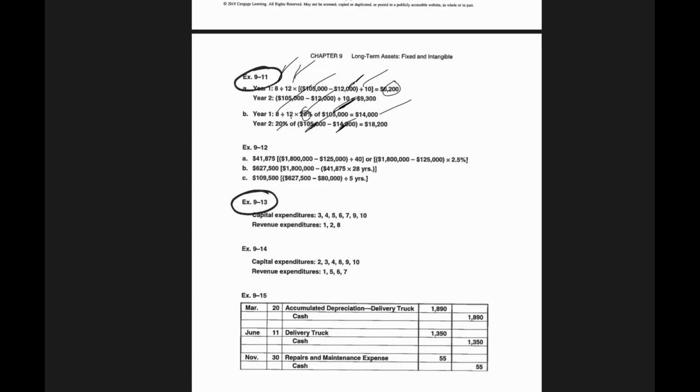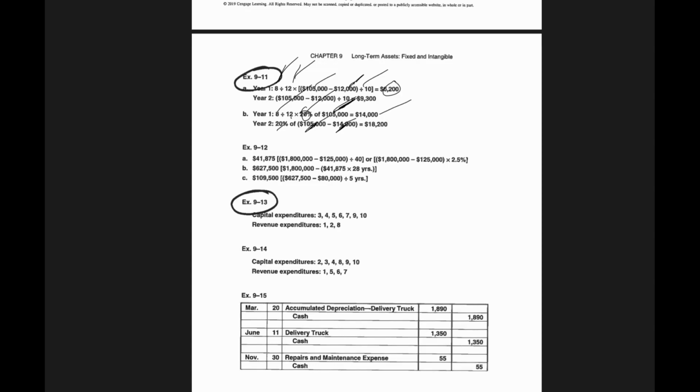And then number 13, and then we'll take a break. It just says this freight line incurred the following costs related to trucks and vans used in operating of its delivery store. Classify each as a capital expenditure, which is where we debit the asset account, or a revenue expenditure. In other words, we're saying what is an expense. Okay, so number 1, change the oil. Of course, that's an expense. Change the radiator fluid, expense.